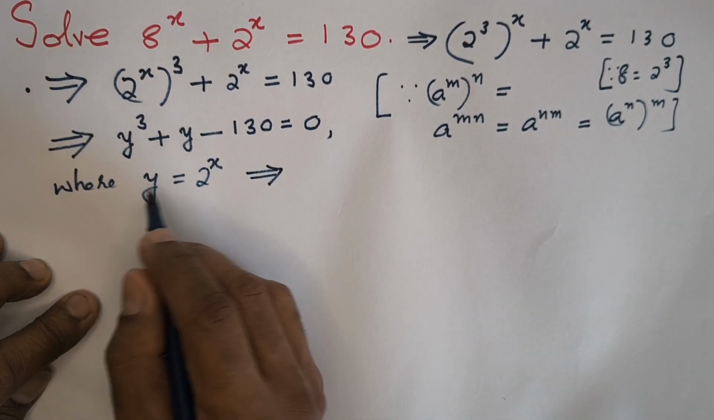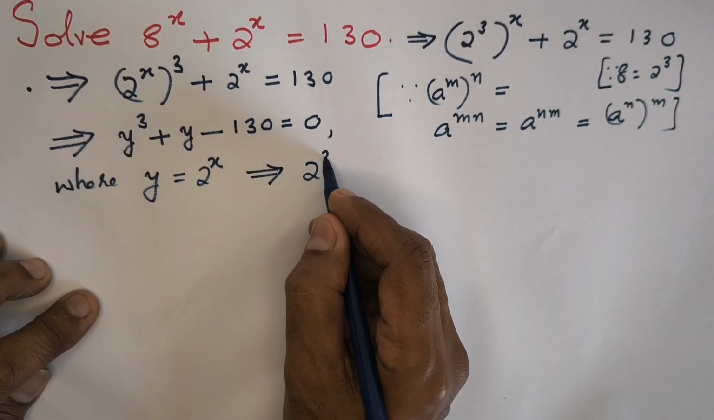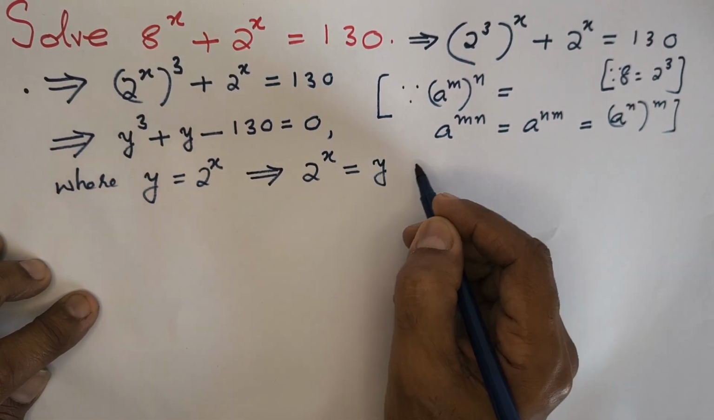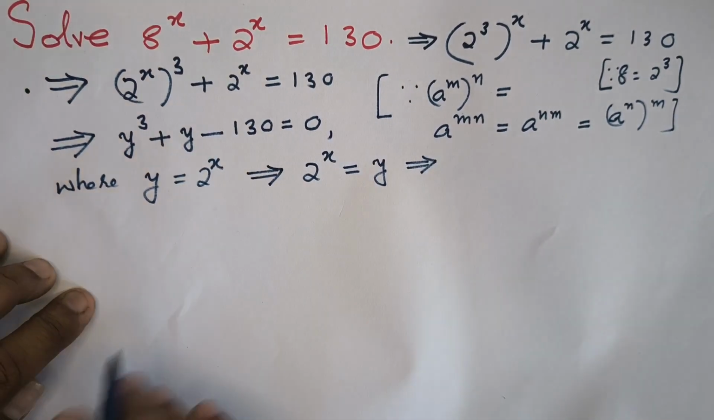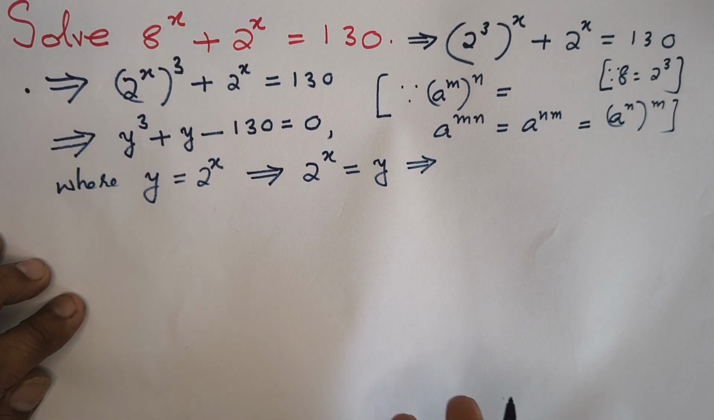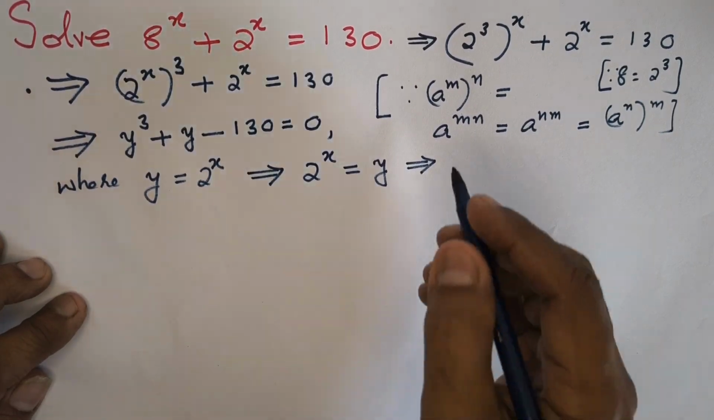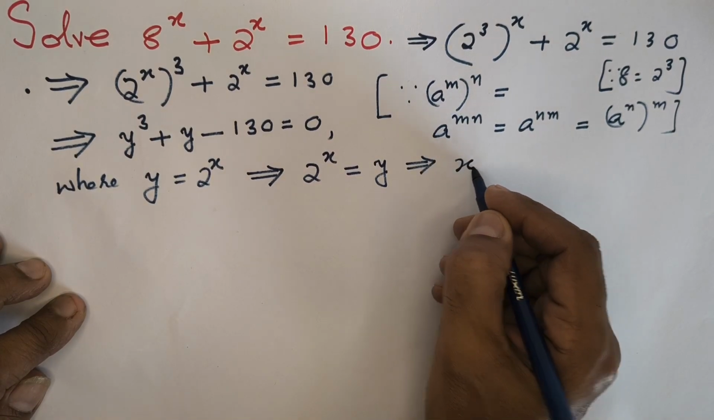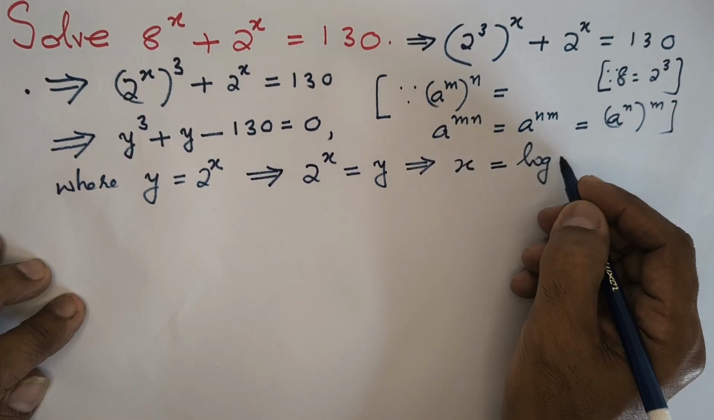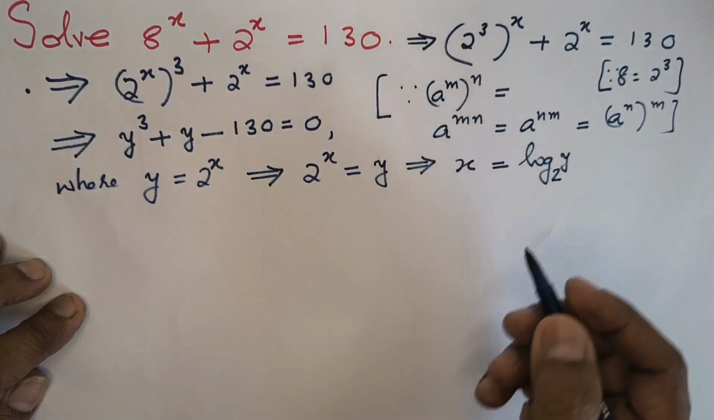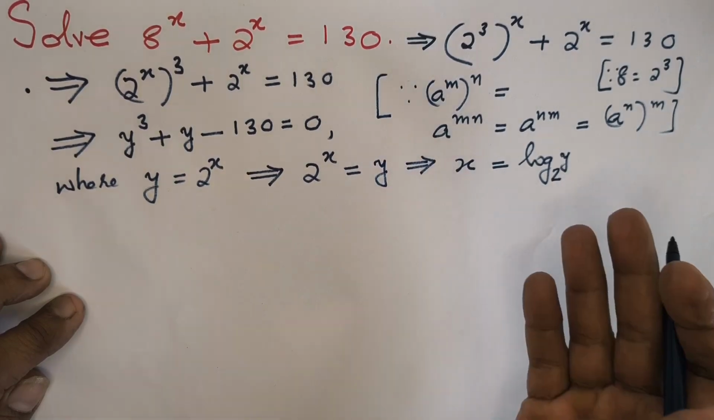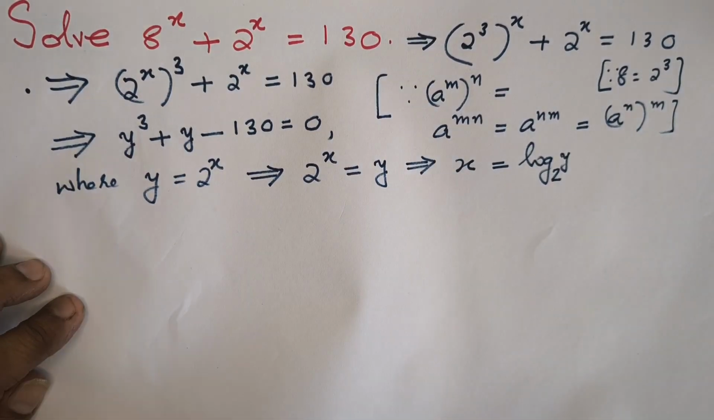Let me interchange the positions of these two. 2 power x equal to y. Now, keeping x, how do you take 2 to the right side? We are actually making use of the basic definition of logarithm. This implies x is equal to log y to the base 2. I hope you're familiar with the definition of logarithm. We are applying that here.